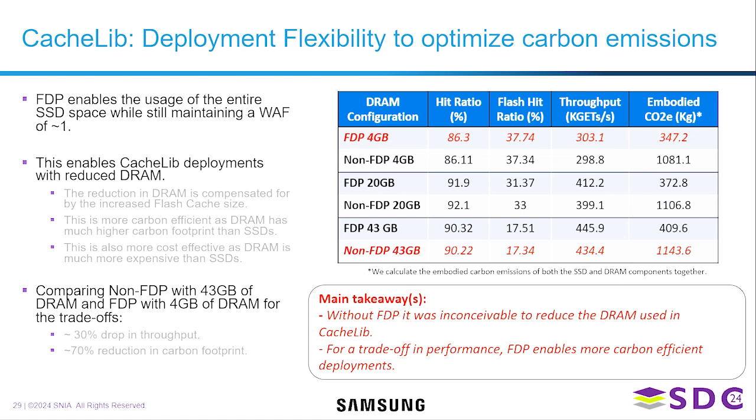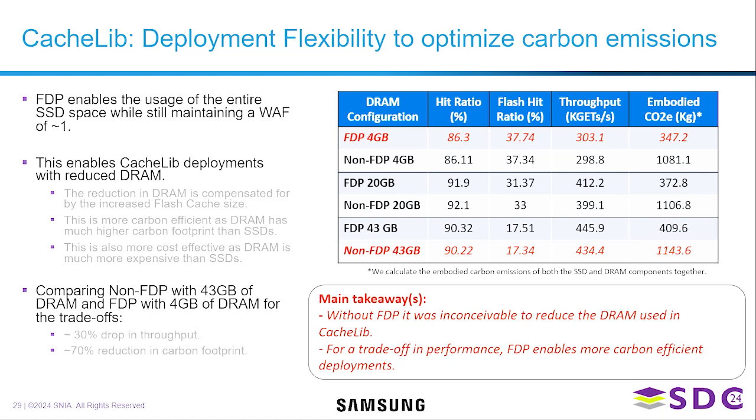The key motivation to do this was 2 reasons. One is DRAM is more expensive, and DRAM also has a higher embodied carbon footprint. So this is another way in which large-scale deployments can optimize their carbon footprint. The conclusion of our experiment where we varied DRAM was, if you look at the last row and the first row, the last row is the best case without FDP, and the first row is the worst case with FDP.